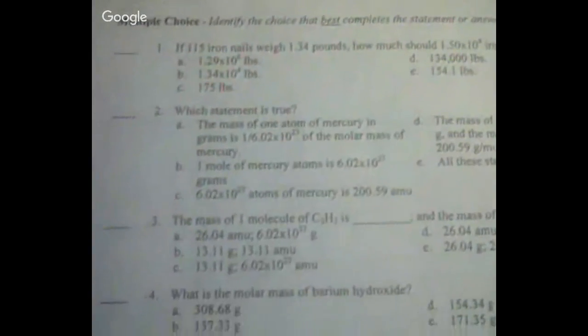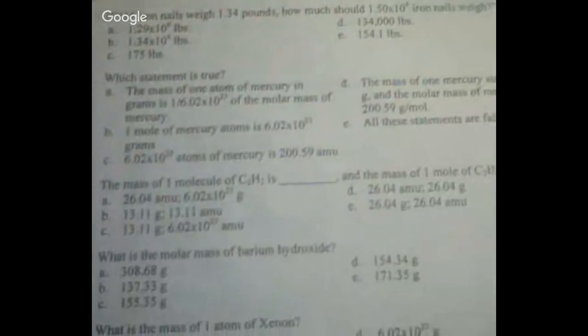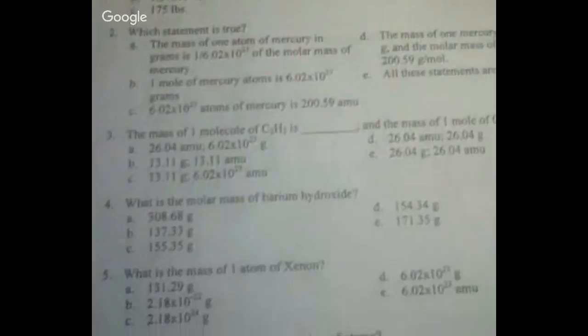Okay, I'm going to try and zoom out. Let me know if you cannot read that.